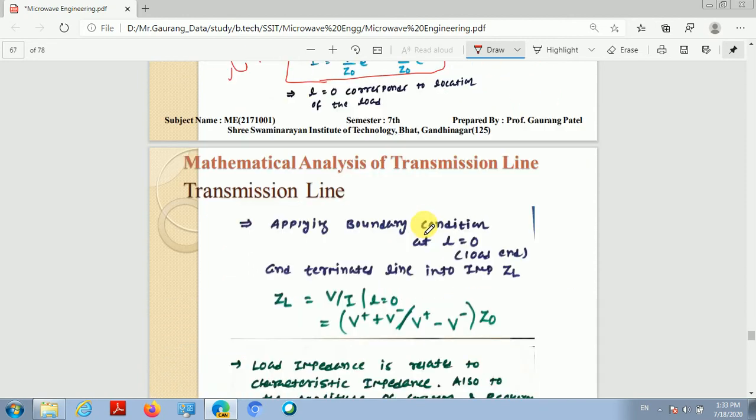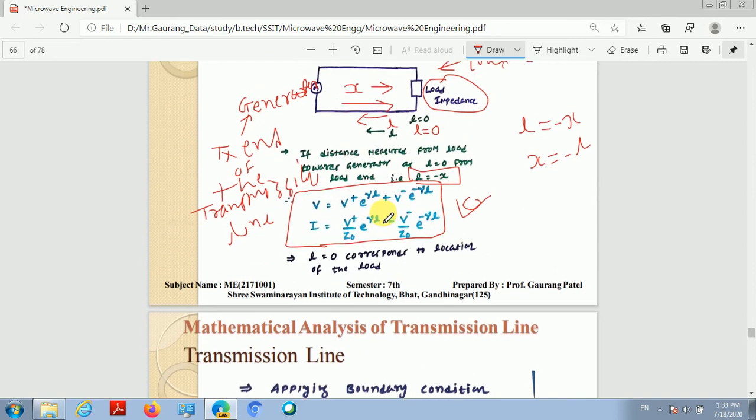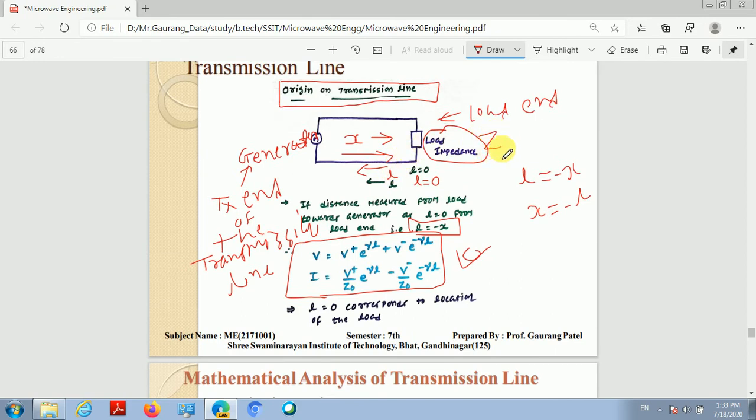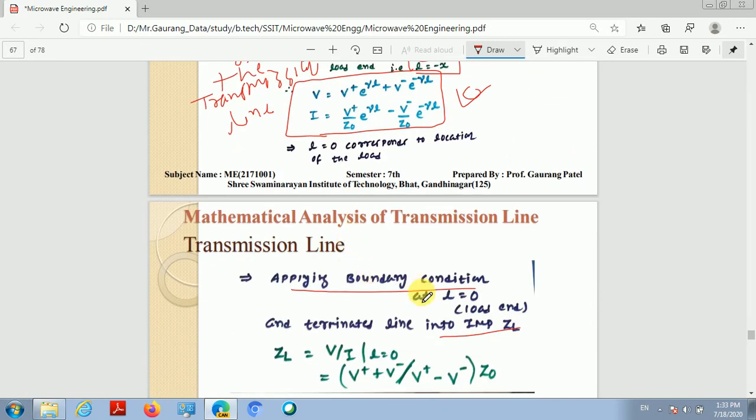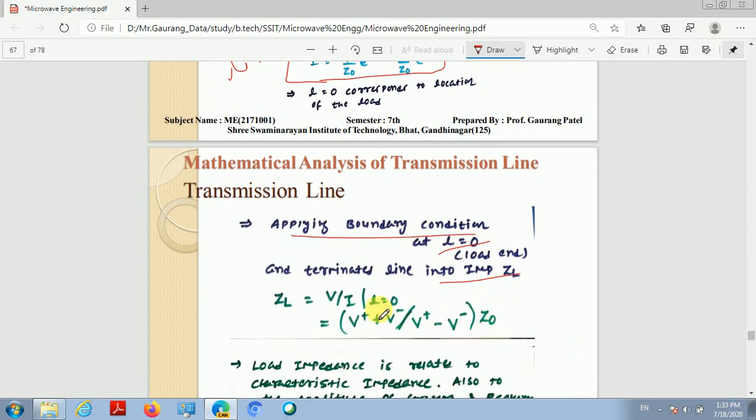Now if we apply the boundary condition at L is equal to 0, and terminate the line with impedance ZL, consider this terminated load impedance as ZL. If we apply the boundary condition that at L is equal to 0 the impedance is ZL, then what is ZL? ZL is nothing but the impedance. What is impedance? Impedance is the ratio of voltage and current.